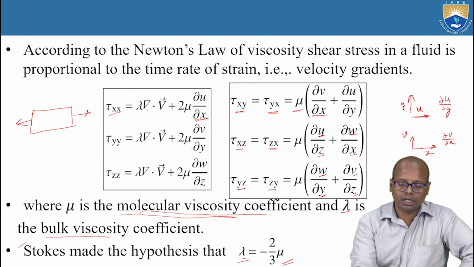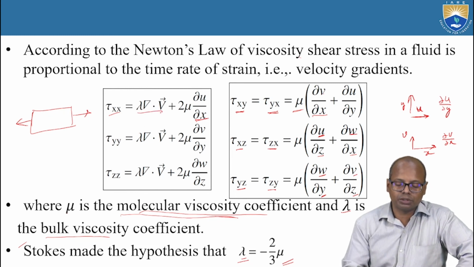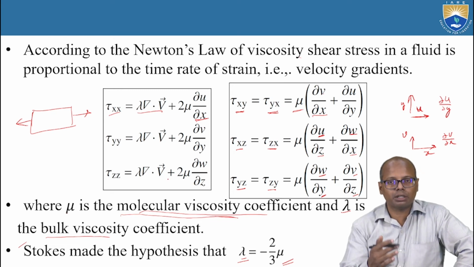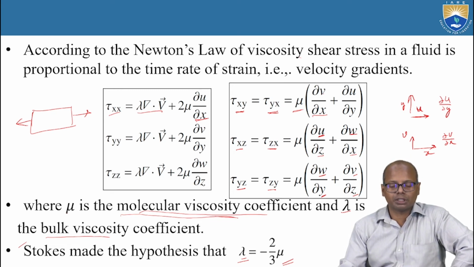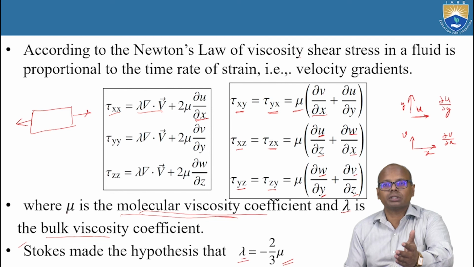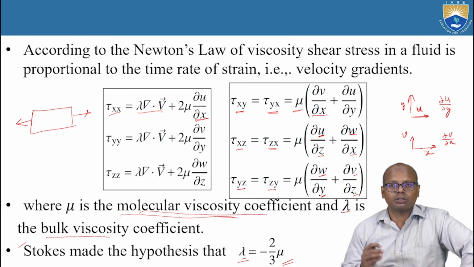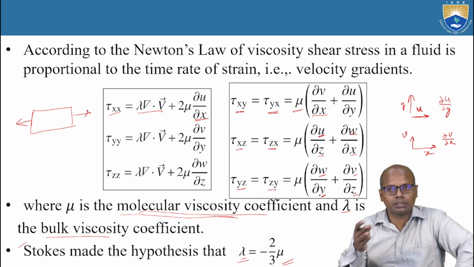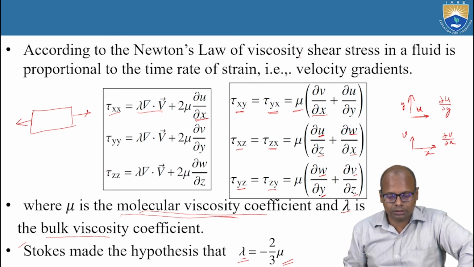In addition to that, what I have is the term lambda into del dot v bar, which is common in all three normal stresses. So these are the 6 stresses we have based on Newton's law of viscosity. What does this Newton's law of viscosity state? It states that the stress is proportional to the velocity gradient, that is, the strain rate.